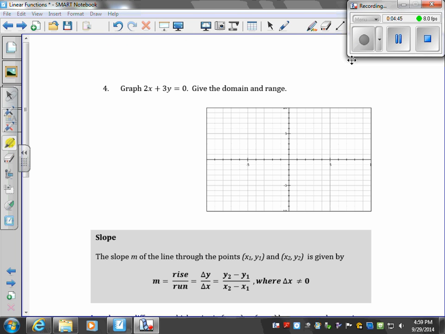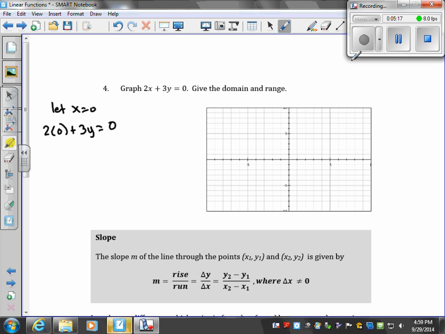We're given this equation, 2x plus 3y equals 0. It's a standard form equation, and they're telling us to graph it. So we're just going to graph it using x and y intercepts this time, give the domain and range, and we're going to talk a little more extensively about standard form later. So let's let x equal 0, 2 times 0 plus 3y equals 0.